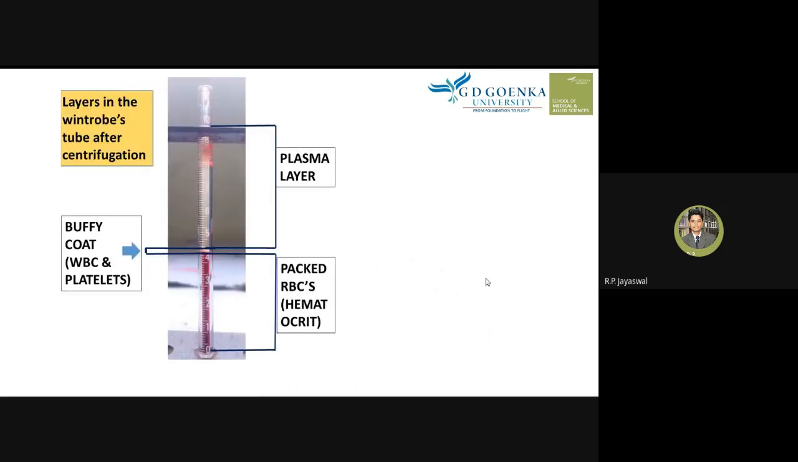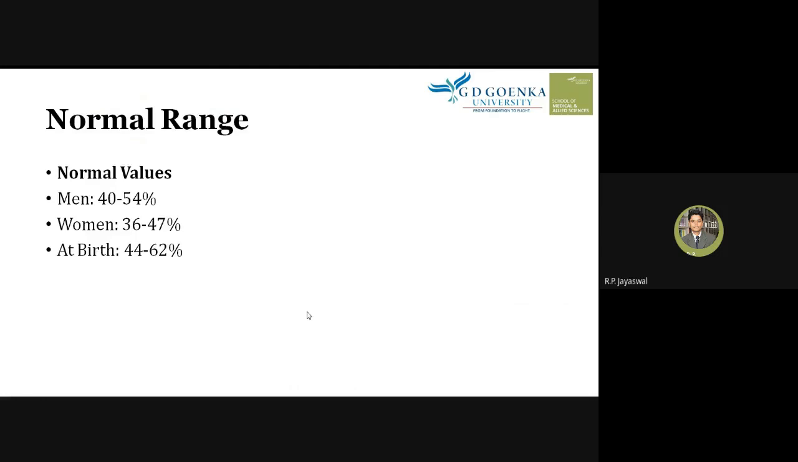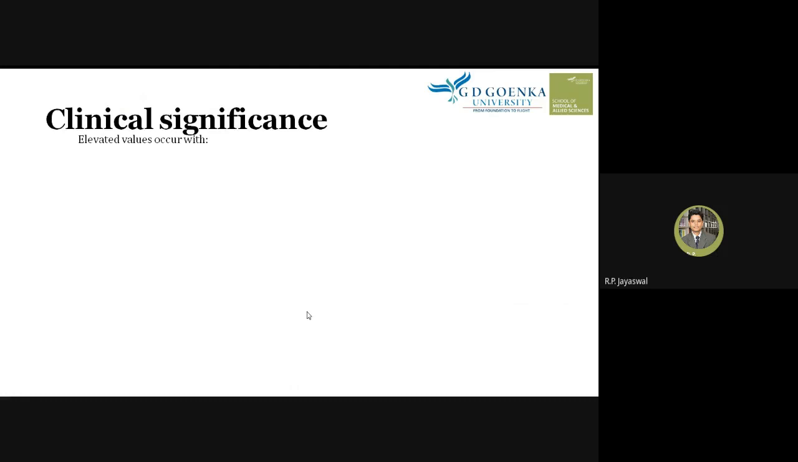Here we can see the different layers in the Wintrobe tube after centrifugation. The uppermost is the plasma layer, then the buffy coat which contains WBC and platelets, and at the bottom we can see the packed RBC, also known as hematocrit. This is what we usually see after centrifugation. The normal range in an adult male is 40 to 54% packed cell volume. In women it is 36 to 47%, and at birth the packed cell volume is around 44 to 62%.